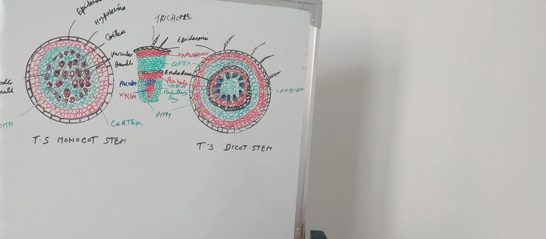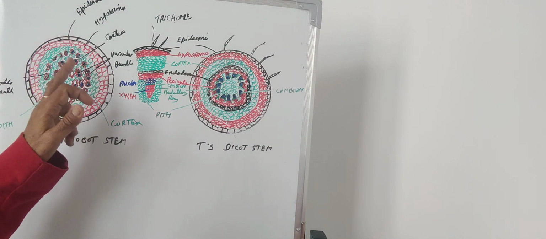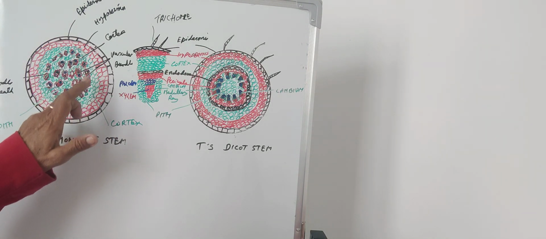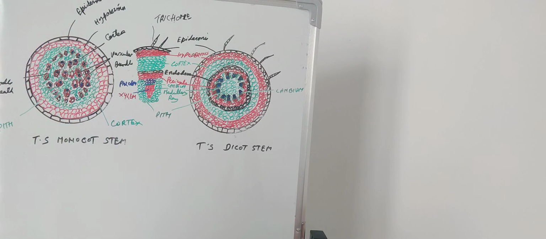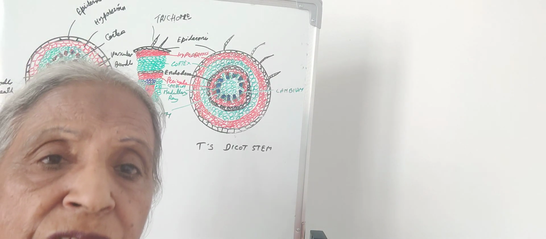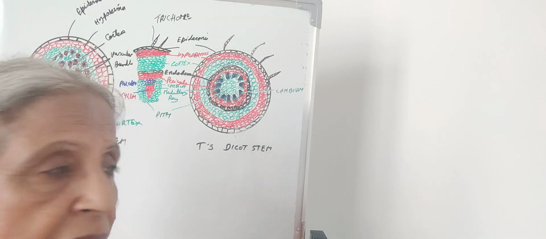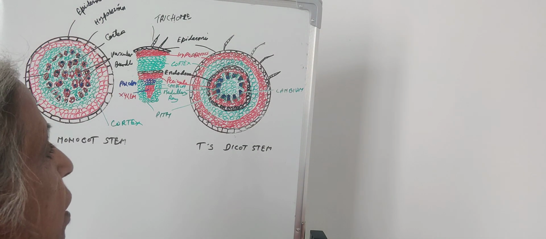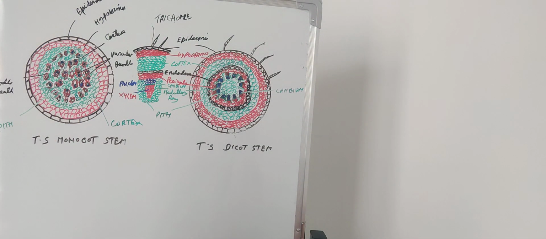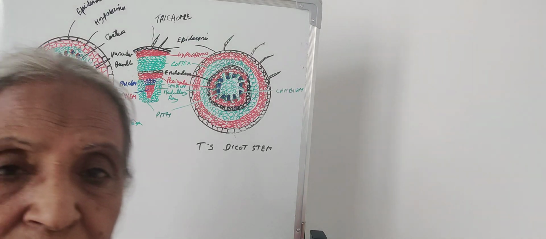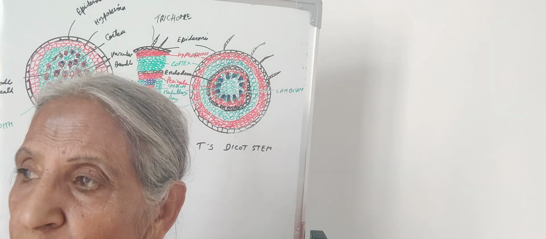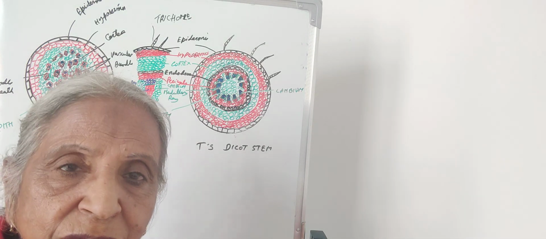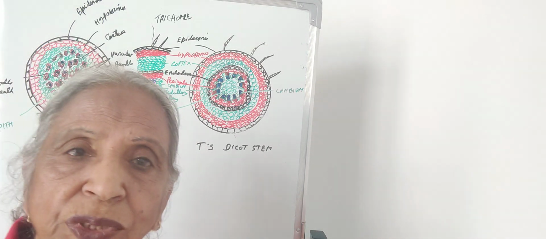So this is all about the monocot stem. In this case, each vascular bundle is surrounded by sclerenchymatous cells, which is called the bundle sheath. So this is all about the anatomy of monocot as well as dicot stem. Now we see how secondary growth takes place.